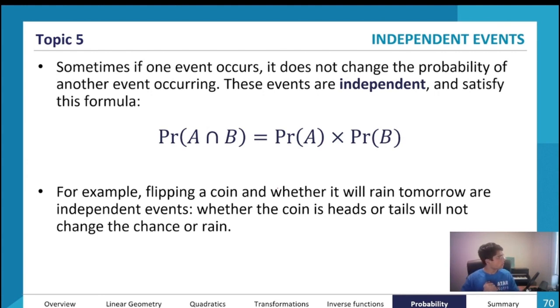If I had to think of an example, let's think of two completely unrelated events. Like let's say the odds of an eruption happening in Indonesia and then me kicking a ball the next day. They're completely unrelated. So whether the volcano erupts in Indonesia or not, it's not going to change my odds of kicking a ball the next day. So those are independent events.